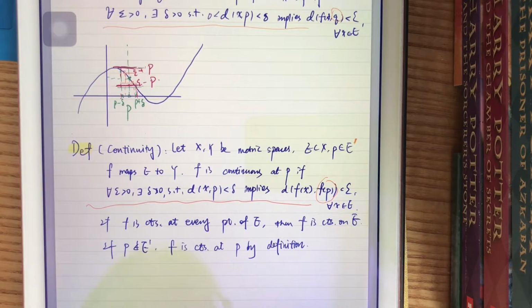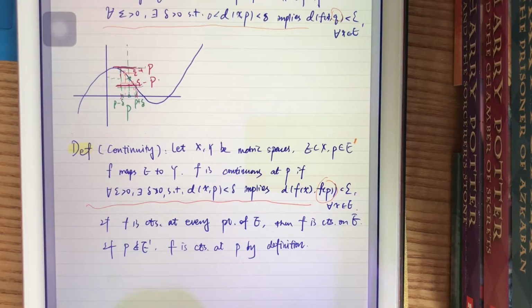Here's the difference. The definition we just talked about only implies that f is continuous at a point p. If f is continuous at every point of E, then we say that f is continuous on E. So sometimes we say some function is a continuous function. That is to say, the function is continuous at every point of its domain E. And this is the first case.